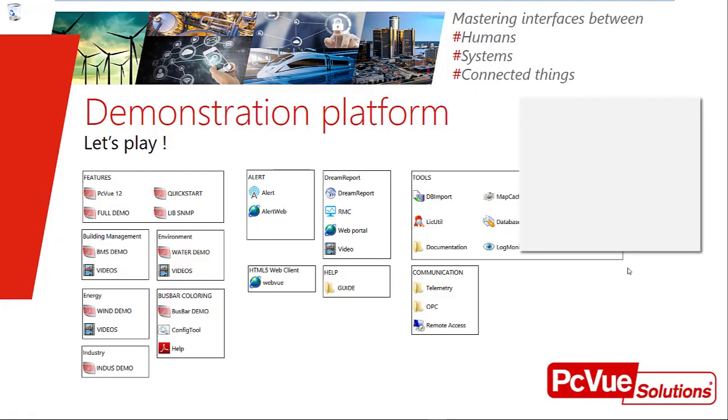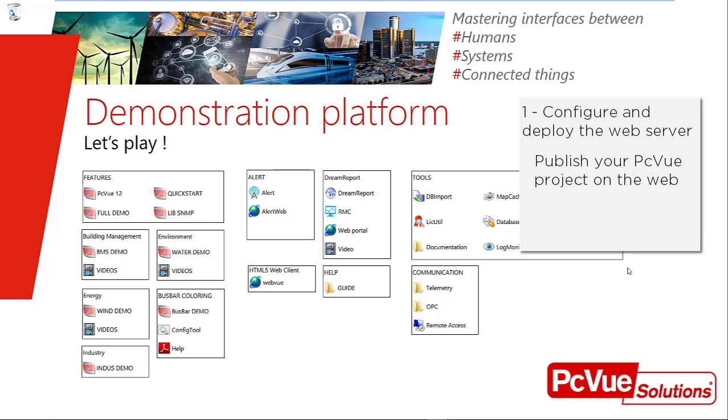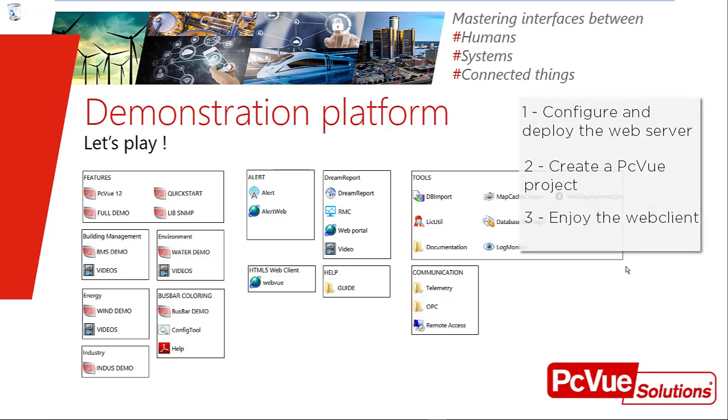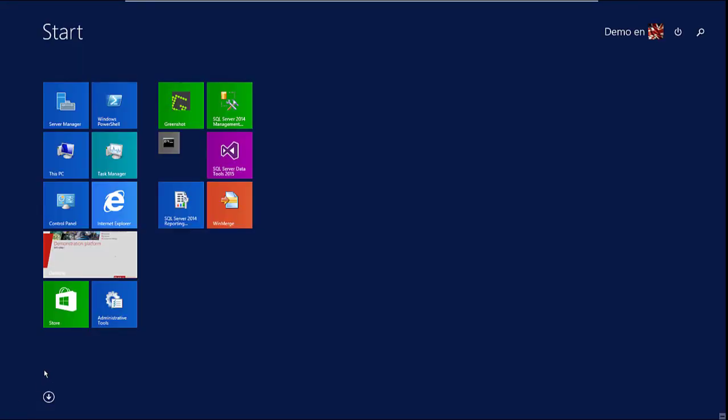In this video, we're going to show you how to publish a PcVue project in a web client. This is done in 3 simple steps. The first step is to configure and deploy the web server. The second step is to create the PcVue project. And the third step is to enjoy the web client. So let's start with the first step.